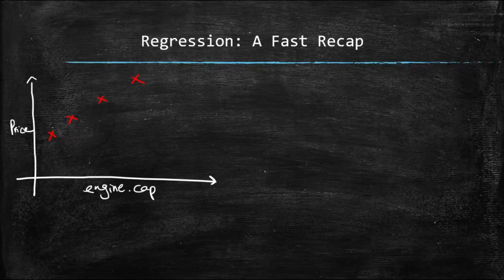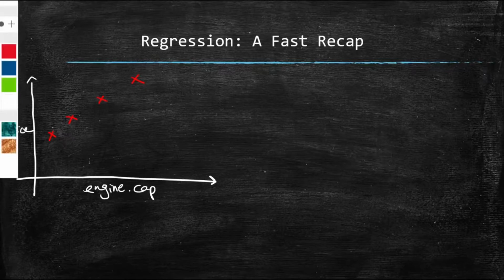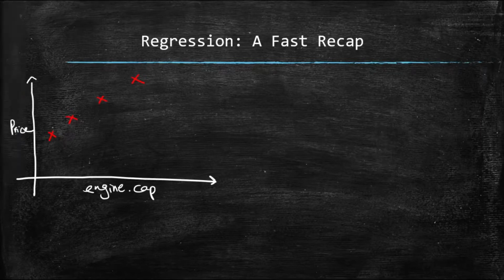So imagine that during training, say this is the first round of training, your model has predicted, let me choose a better color here, let's go with green, right? Let's say that your model has predicted values like this, right? So say the first one is here, second one is here, and the third one is here, and the fourth one is, say, here.